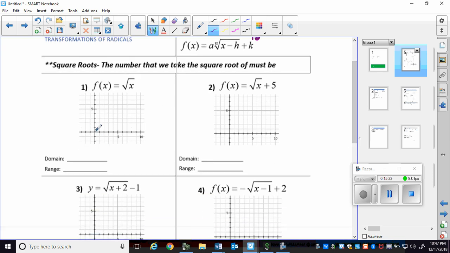So we're going to graph these equations. The first one we're going to do is the parent function. So we have the value 0 at 0, 1 at 1, 2 at 4, and 3 at 9. Okay, and then just make your curve. And this is a parent function, so the domain is from 0 all the way over to positive infinity.